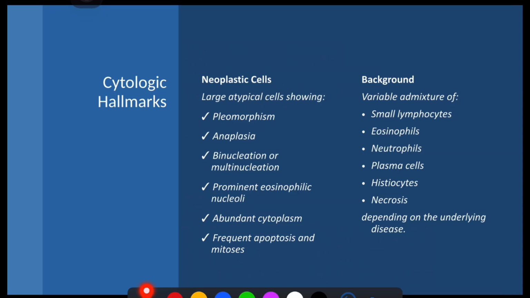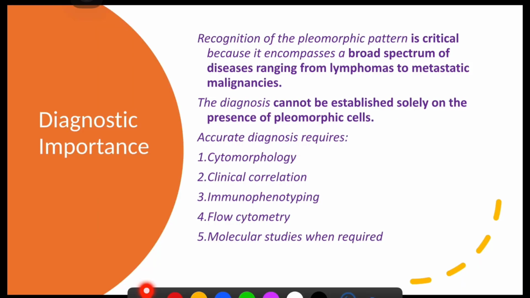So what are the cytological characteristic features of the neoplastic cell? It includes pleomorphism, anaplasia, binucleation, multinucleation, prominent eosinophilic nucleoli, which is an important feature, abundant cytoplasm, apoptosis and mitosis. And the background is very important, where a variable admixture of small lymphocytes, eosinophils, neutrophils, plasma cells, histiocytes, and necrosis may be present.